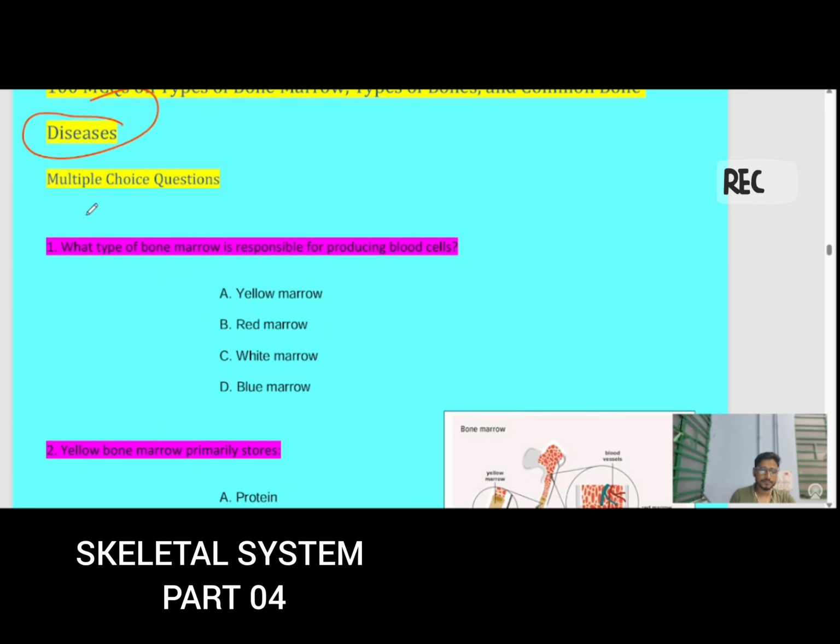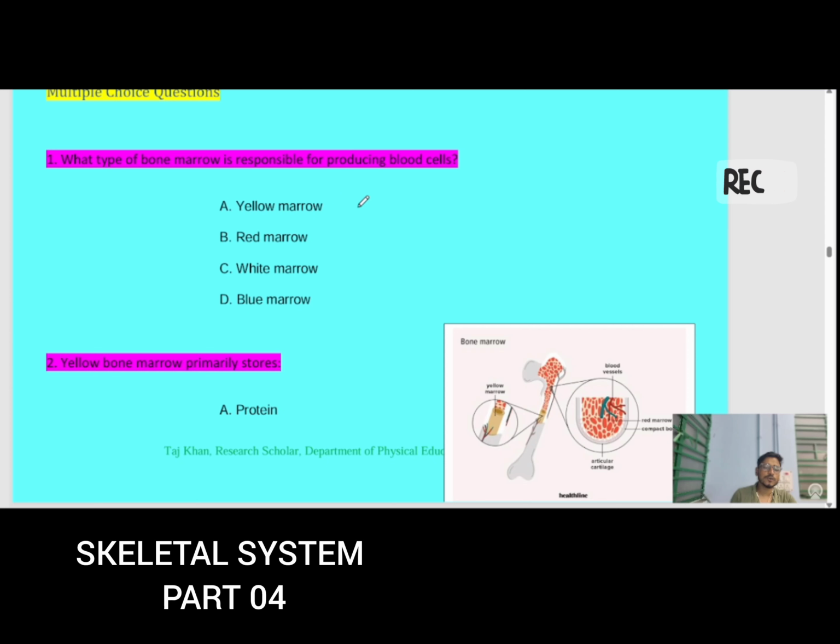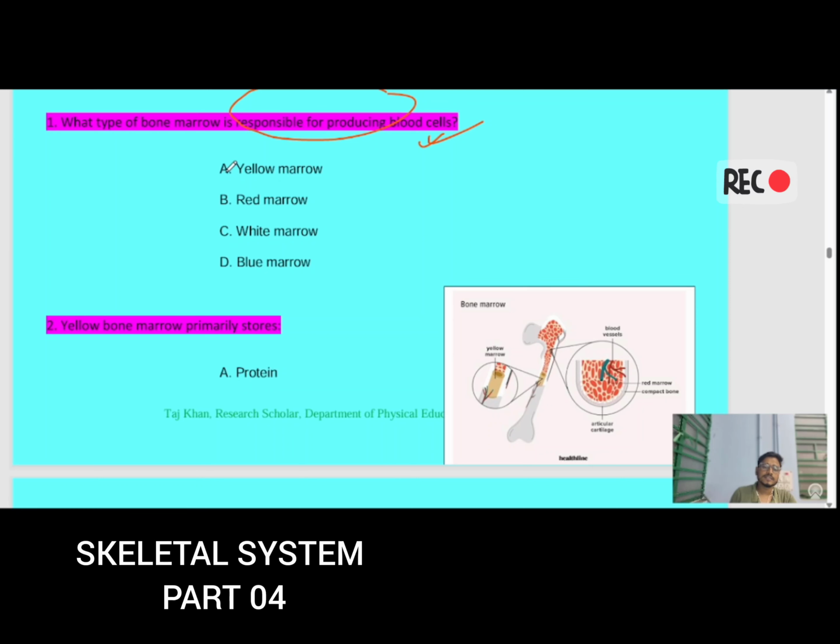Okay, the first question is: what type of bone marrow is responsible for producing blood cells? We read this very carefully. If you carefully observe the video, the options are yellow bone marrow, red bone marrow, white bone marrow and blue bone marrow. There is no blue bone marrow among the types of bone marrow.